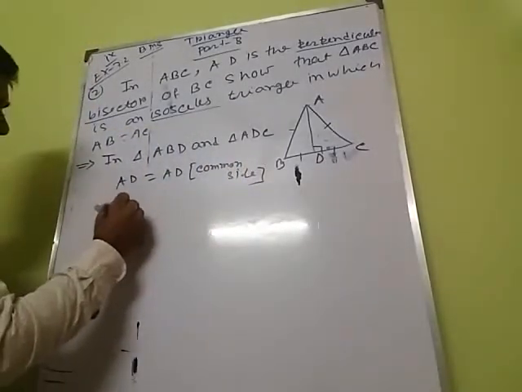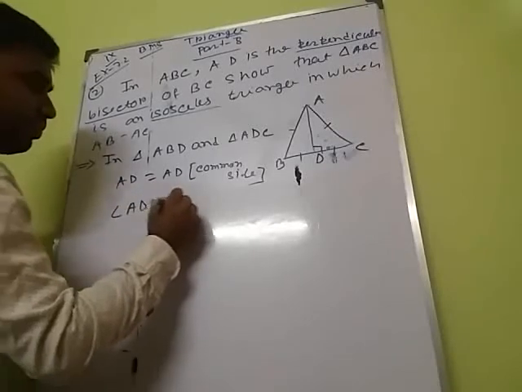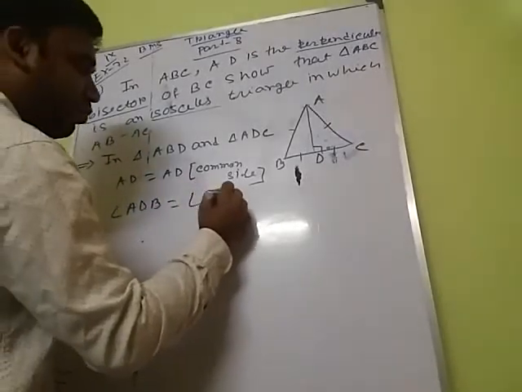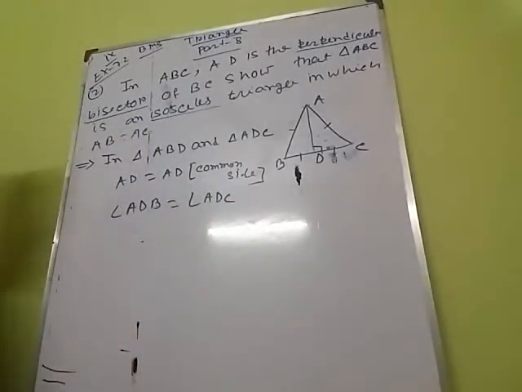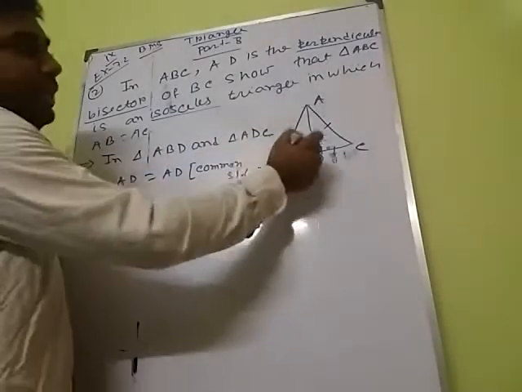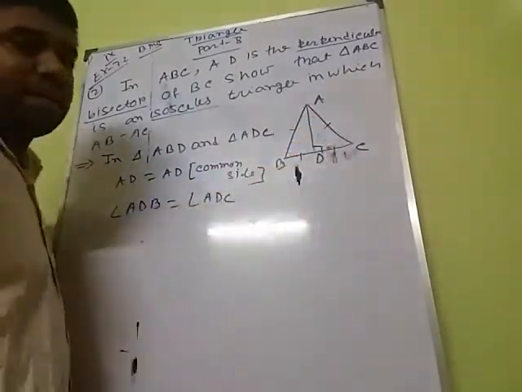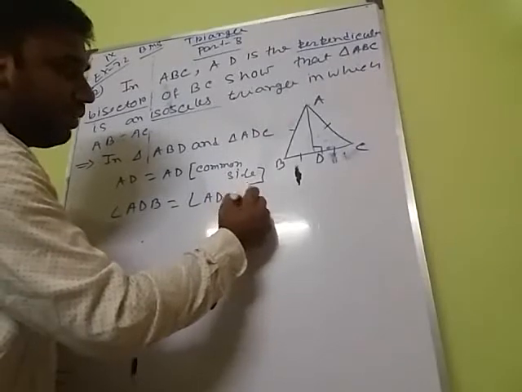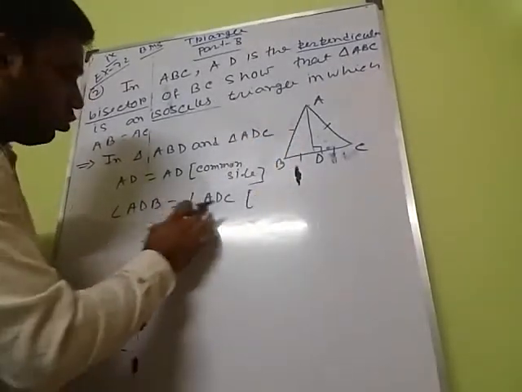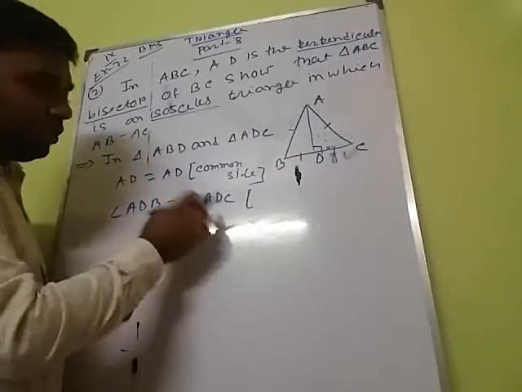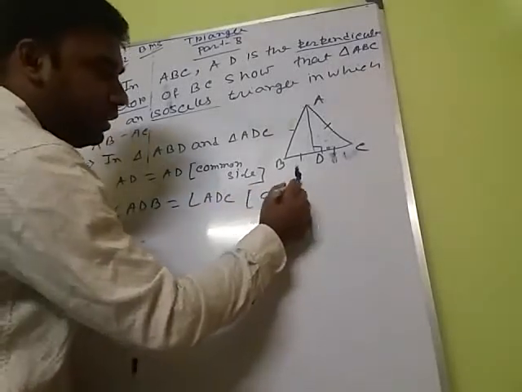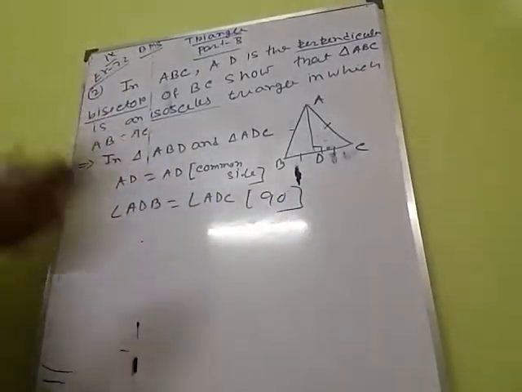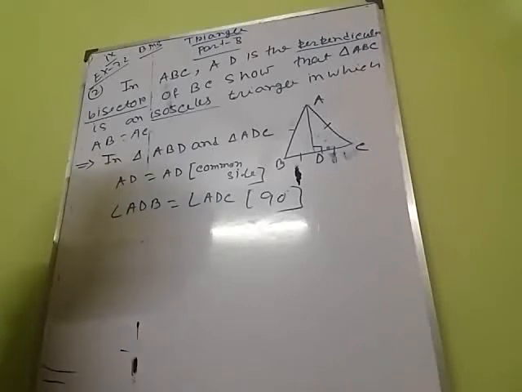And angle ADB equal to angle ADC. Why are they equal? These two angles, ADB of triangle ABD and ADC of triangle ADC, are equal because it is given that AD is the perpendicular bisector. So the measure of these two angles must be 90 degrees. As they are both 90 degrees, they are equal.